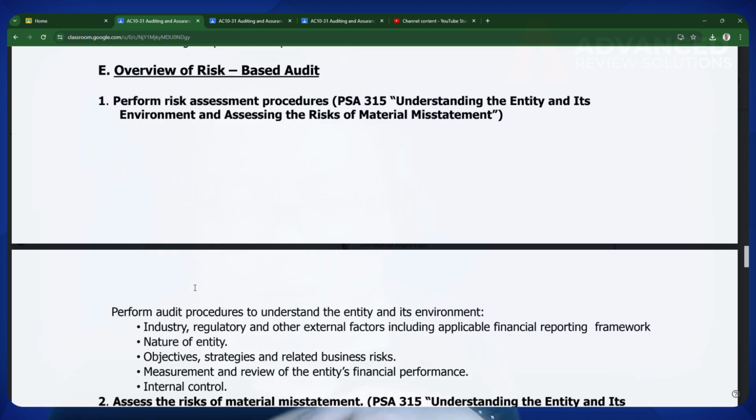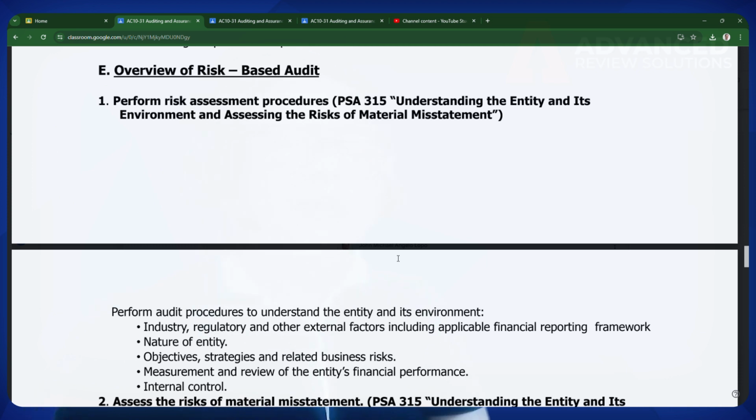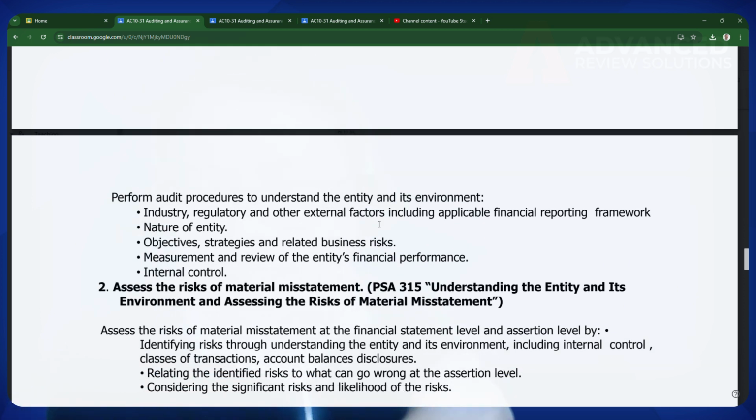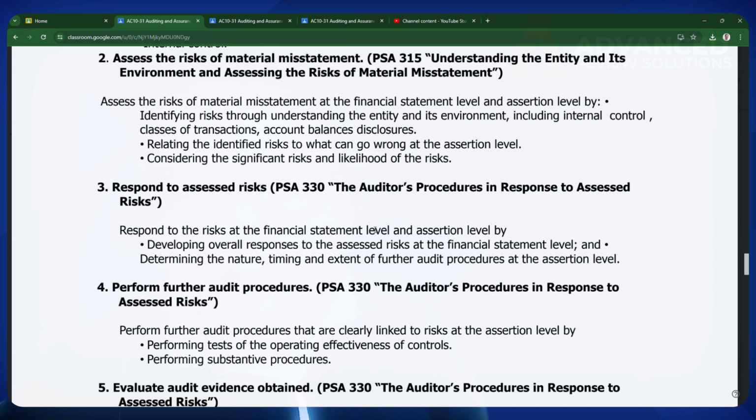So, perform the risk assessment procedures. PSA is number 315. Understanding the entities and the environment and assessing the risk of material misstatement. So how do we mitigate that one, no? In terms of understanding the entity. Of course, number one, basahin niyo yung kanyang manual. In their industry, regulatory, and other external factors, including the financial reporting framework, okay, or nature of the entity. Alright? Yung kanilang objectives, no? Strategies and related business risk, and the measurement of the review of the entity's financial performance or internal control.